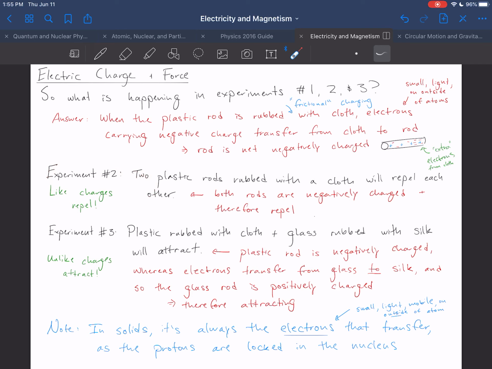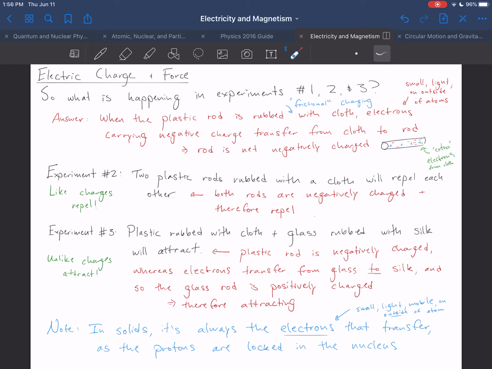In experiment 3, plastic rubbed with cloth and glass rubbed with silk will attract. Well, this can be explained using the model of charge as well, except now we can infer here that when the glass is rubbed with silk, the electrons are actually leaving the glass and going to the silk. Again, that's not obvious. It just happens to be true. The only thing that would be apparent or discoverable from this experiment is that they must be going in opposite directions.